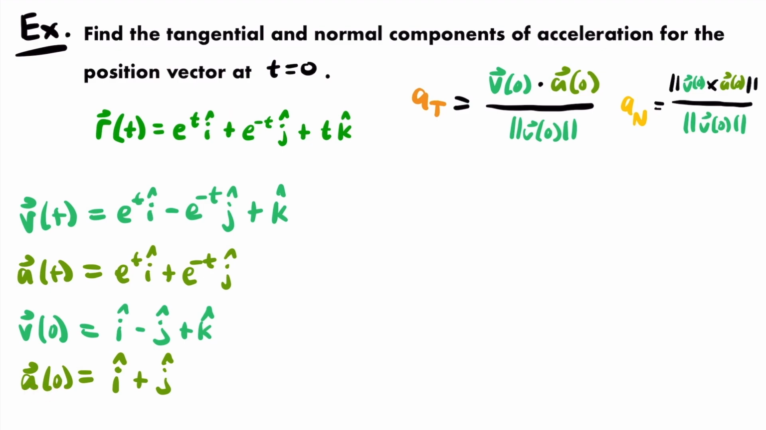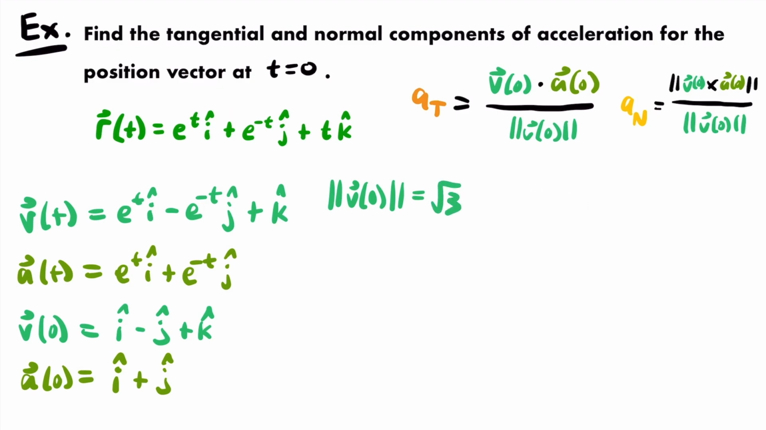But now one more thing that we need is the speed, or the magnitude of the velocity vector at t equals 0. So let's take the magnitude of v of 0. I'll do that right here. The magnitude of v of 0 is equal to the square root of the sum of the components squared. So we have 1 squared plus -1 squared plus 1 squared. 1 squared is 1, -1 squared is 1, 1 squared is 1, so you have 1 plus 1 plus 1, which is 3, so you just get the square root of 3 for the speed.